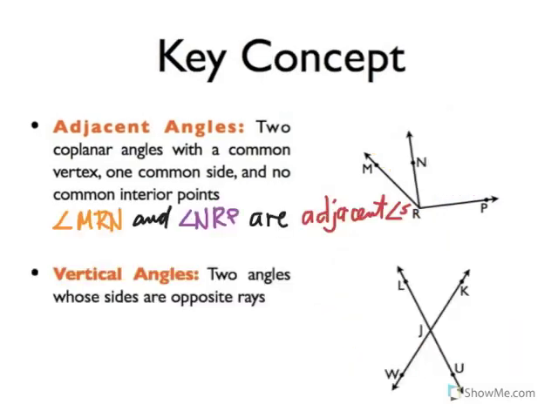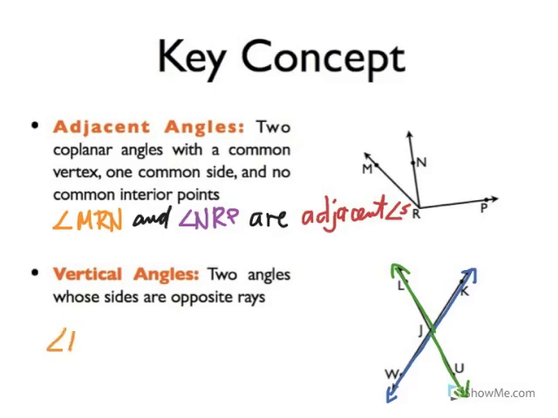And our next angle pair is a pair of vertical angles. And these are two angles whose sides are opposite rays. So you'll notice in our figure that ray JK and ray JW are opposite rays. They form a straight line. And also ray JL and ray JU are opposite rays. They form a straight line.